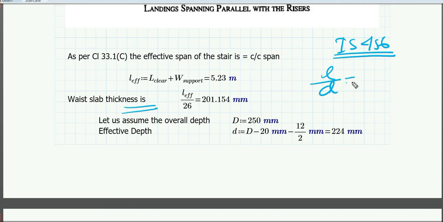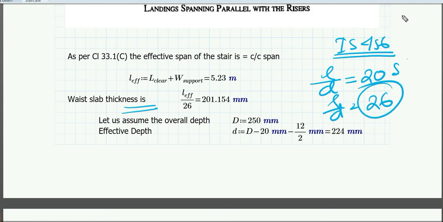So the L by D ratio for simply supported is 20, and L by D for fixed support is 26. Here our case is the fixed support condition, so we are going to take 26. So L effective by 26, you can find the effective depth is around 201.154 mm, which is required to take care of the deflection criteria.